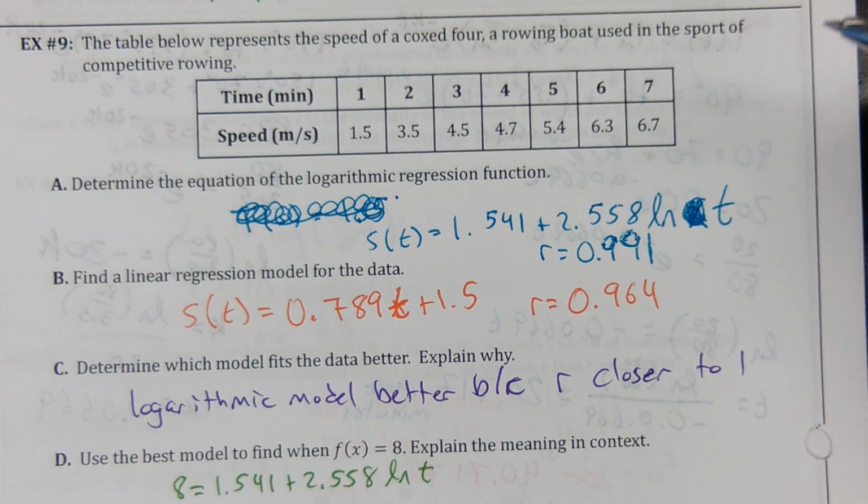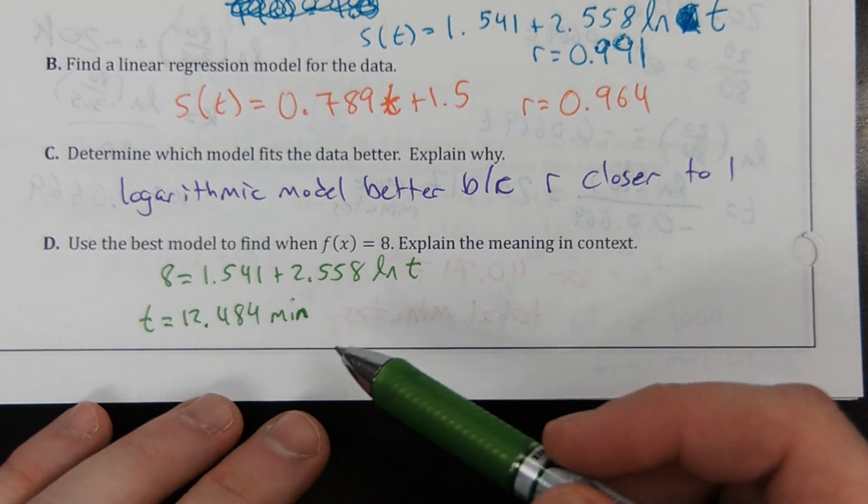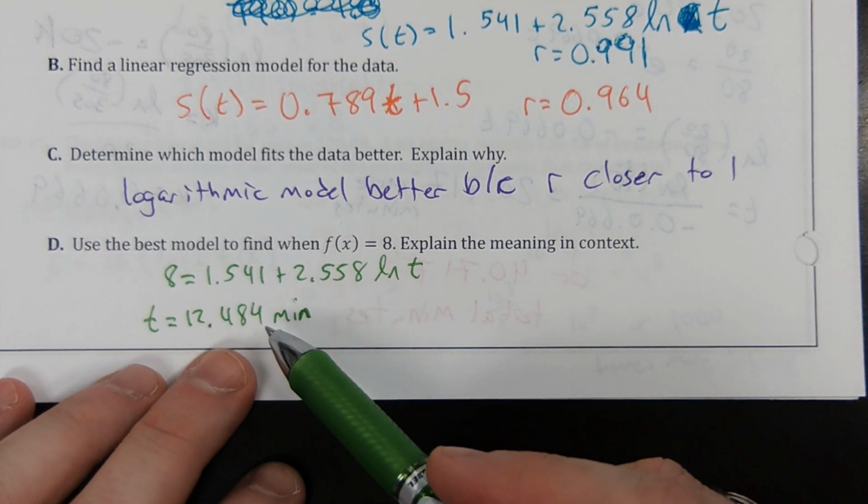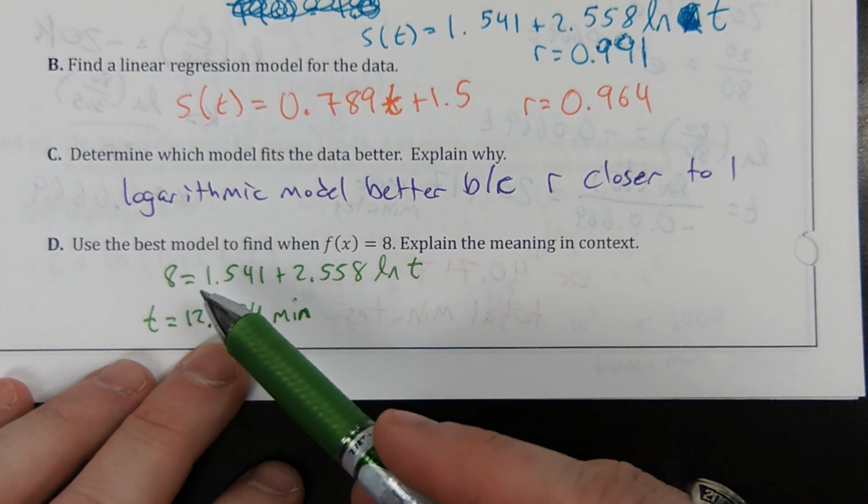So, in the context, this tells us that it will take about 12.5 minutes for our boat to reach 8 meters per second.